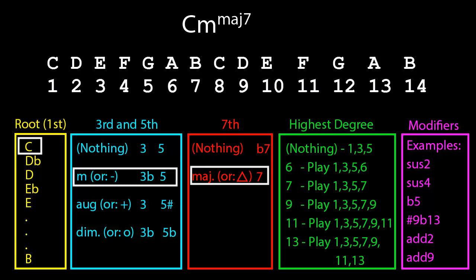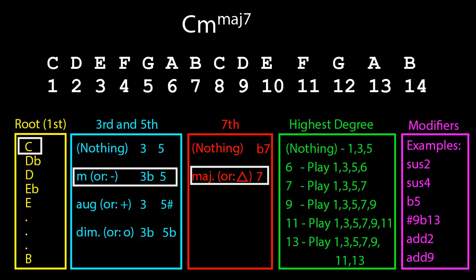Finally, the 5th part is modifiers. Modifiers are additional instructions for you as the musician for changing particular parts of the chord. In our case, the C minor major 7th chord doesn't have any modifiers. I'm going to give you some examples in a bit of chords that have modifiers. But modifiers can tell you things like add certain degrees, like the add 2 and add 9 in the table, lower or raise particular degrees, and so forth.